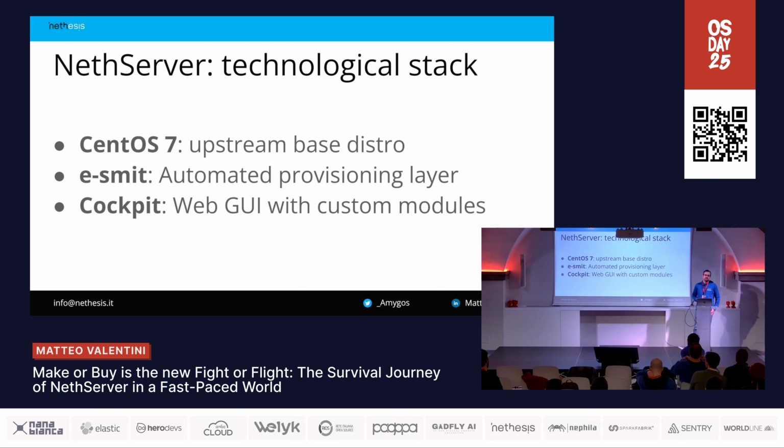The technical stack that was chosen to build this distribution was to use CentOS as base. Then, on top of CentOS, there is Smith. Smith is an automatic provisioning layer that is responsible for the configuration of the services, for example, for the expansion of the configuration fields, based on some template engine and some values. Then, on top of that, there is a web GUI that was made with Cockpit, which is a Red Hat project, with some custom modules created by the NethServer distribution. So you can easily manage your system via a simplified web GUI.